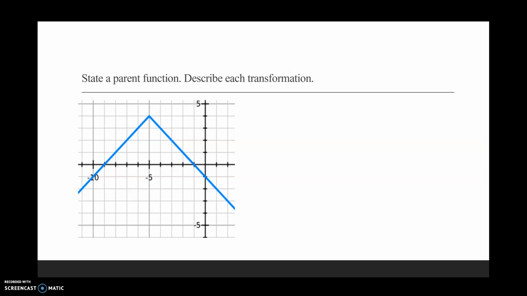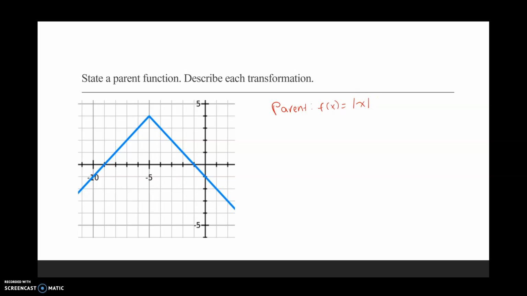How about this one here? Okay, it looks like we have a few things going on here, but first we're going to state the parent function. The parent function is f of x is equal to absolute value of x. Ooh, I almost put a parenthesis there. But it shouldn't be a parenthesis, it should be absolute value.